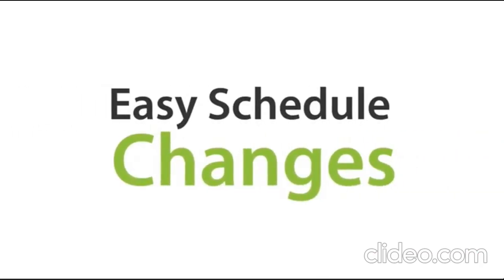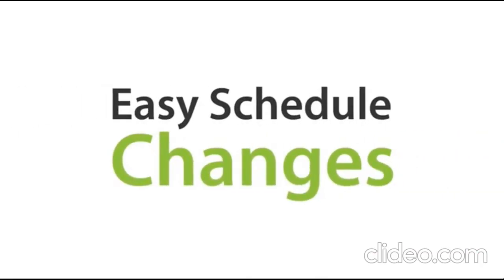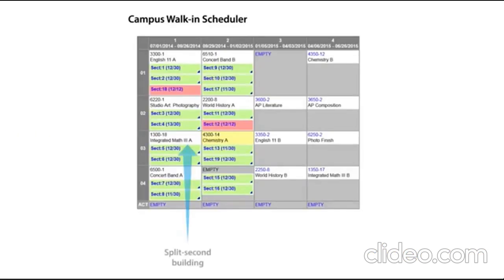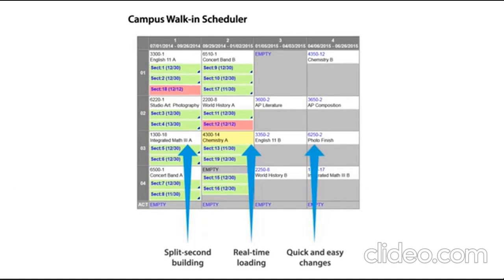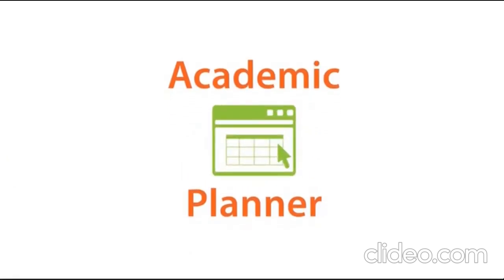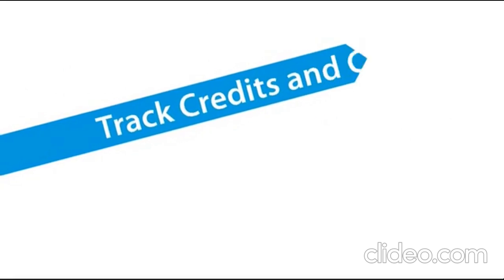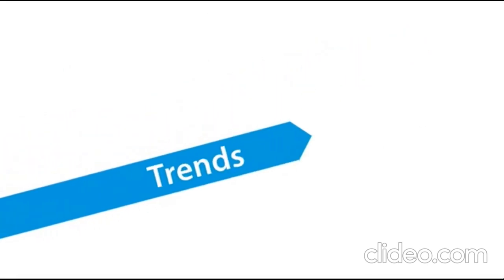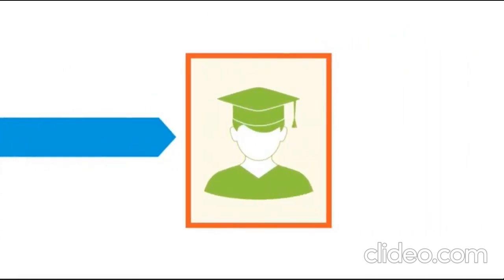The walk-in scheduler tool easily handles schedule changes. Color coding shows which sections are full and which have openings. Teachers are automatically notified of schedule changes, which are updated on the portal in real time. Imagine an academic planner, a single place to monitor a student's progress, track credits and courses, view trends, and ensure that each student is on track to graduate.